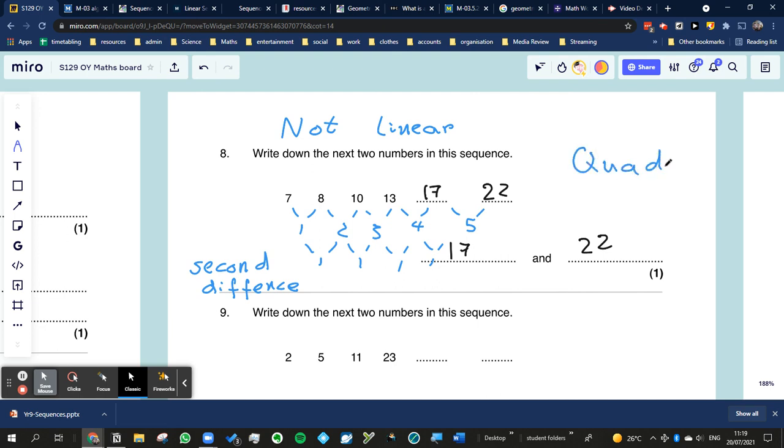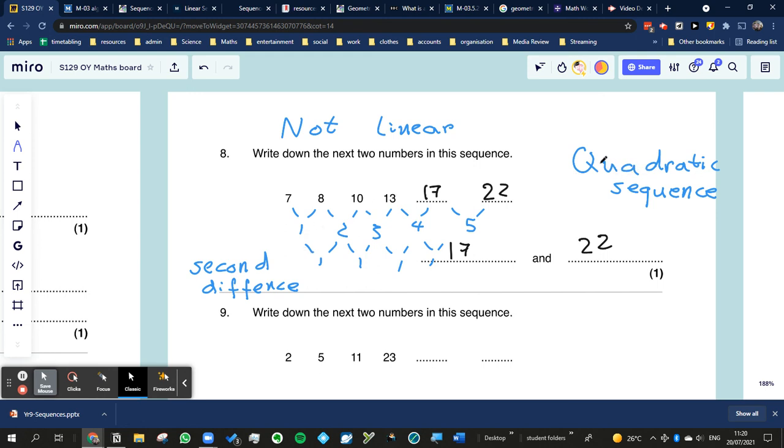Have you looked at quadratic formula yet? Not sure? Well, we won't bother looking at why this is called a quadratic sequence, because if you did quadratics, then it would make it a bit easier. But for now, we'll just say if the second difference is constant, but the first difference isn't constant, it's a quadratic sequence.